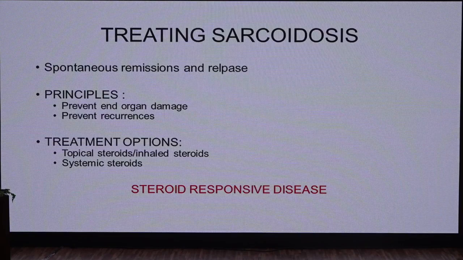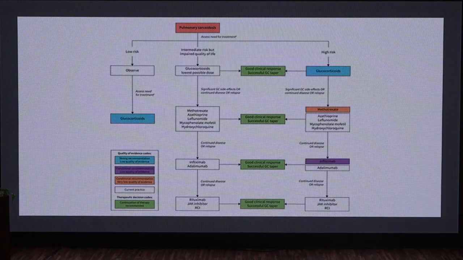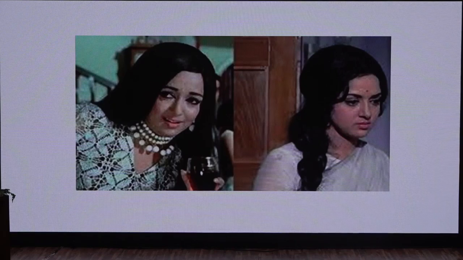And fortunately, it is a very steroid responsive disease. It needs a long term steroid course, the timeline is long, maybe more than 1 year. If the patient is not responding, or has side effects or a contraindication to steroids, then we can go for second line drugs.